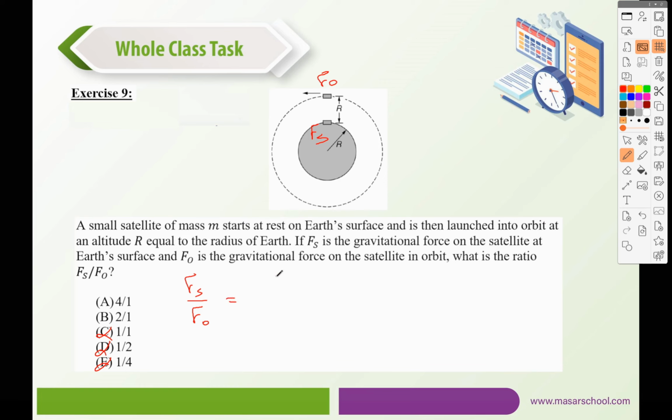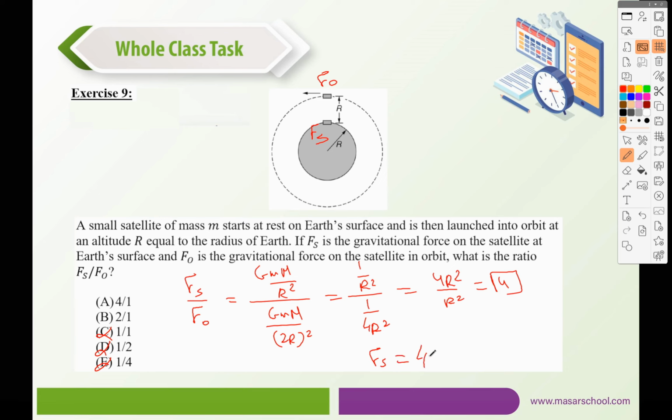Now Fs would be GMm over R squared, over GMm over the double of R, squared. So that would be 1 over R squared and 1 over 4R squared, which is basically 4R squared over R squared, which is 4. So Fs is 4 Fo, making A the correct answer.